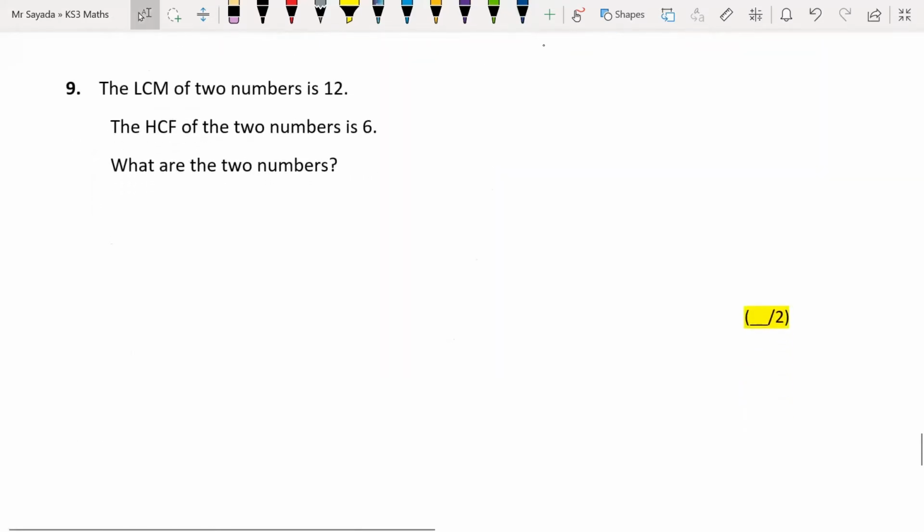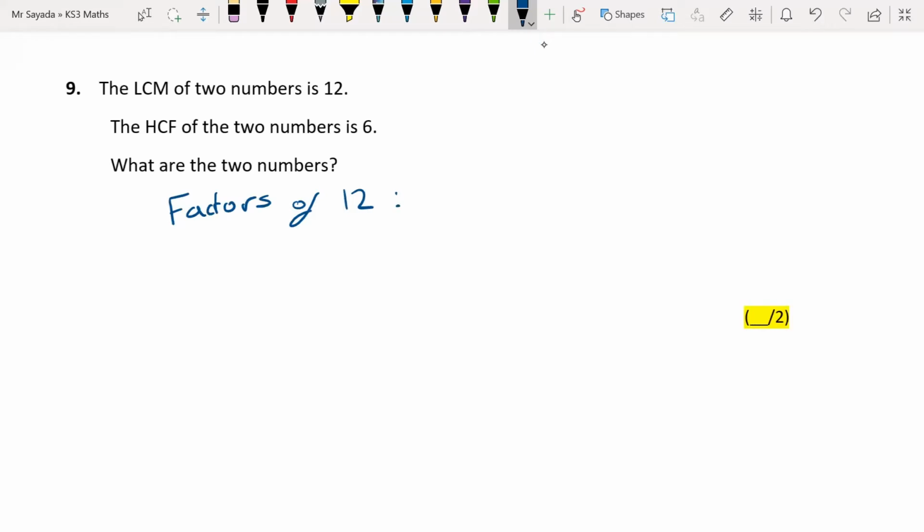Here's question 9. Pause the video to do it and press play once you're ready. So you should have now done question 9. This is a tricky kind of question. The first thing I'm going to say is, if the lowest common multiple of the two numbers is 12, both numbers must be factors of 12. So the first thing I'm going to do is write down all the factors of 12. If you haven't done that yet, please pause the video to do it now.